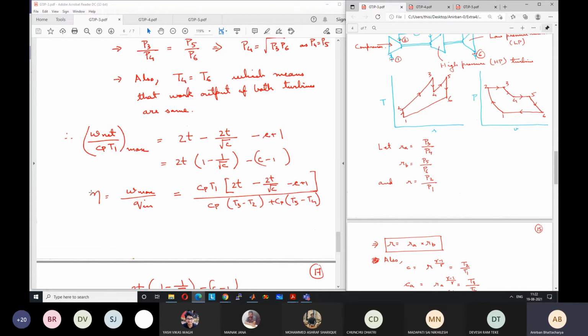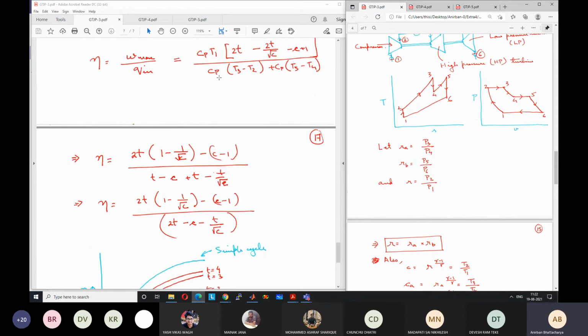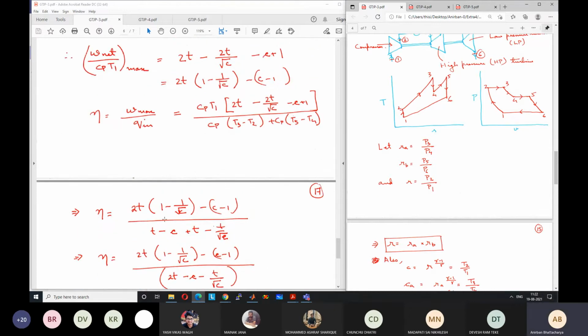And the efficiency in this case, when the work output is maximum, is equal to: what is the work output in dimensional form? W net is Cp T1 into this term, Cp T1 into 2T minus 2T by root C minus C plus 1, divided by the heat input, which is Cp (T3 minus T2) plus Cp (T5 minus T4), because we have two heat inputs. Again, you can cancel Cp and divide by T1. So that will leave you with 2T (1 minus 1 by root C) minus C minus 1 on the numerator.